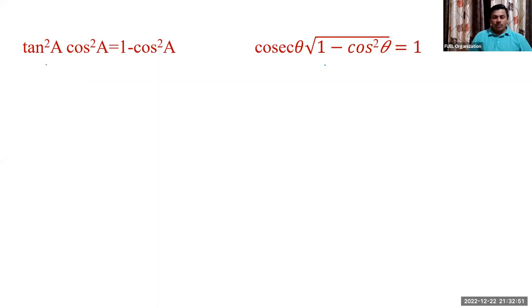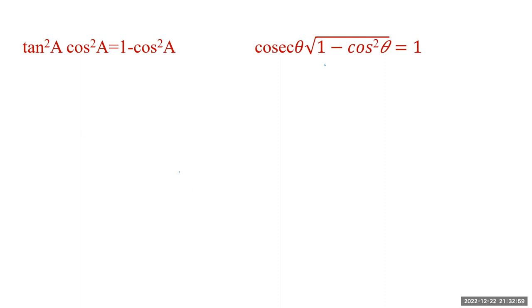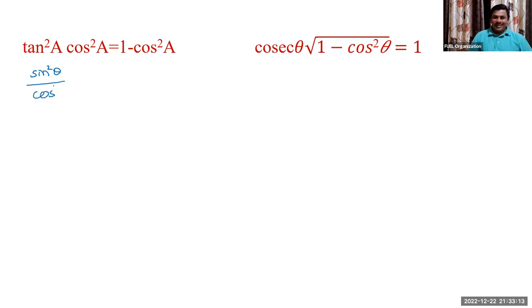So here what we will do, how to solve this one? Splitting. First or second? The first one. We will just substitute sine square theta and cancel it. You will get sine square theta divided by cos square theta into cos square theta. So both get cancelled. And on the right hand side, 1 minus cos square theta is nothing but sine square theta. So simple answer. Next, how to solve this one?